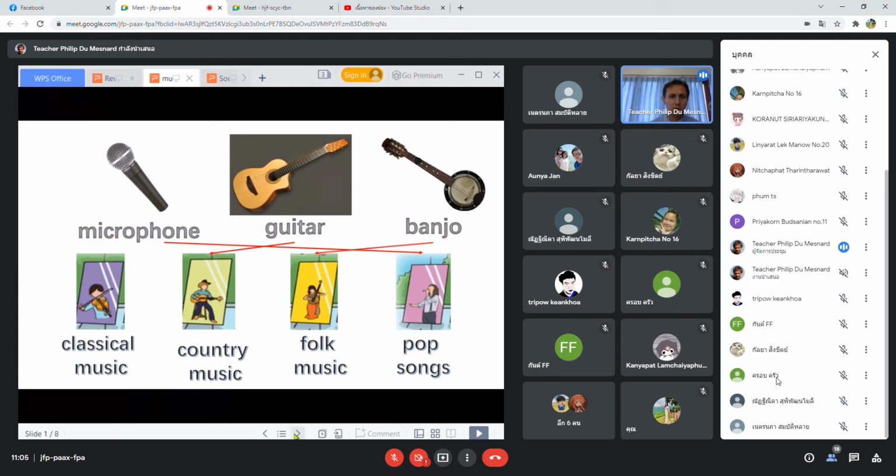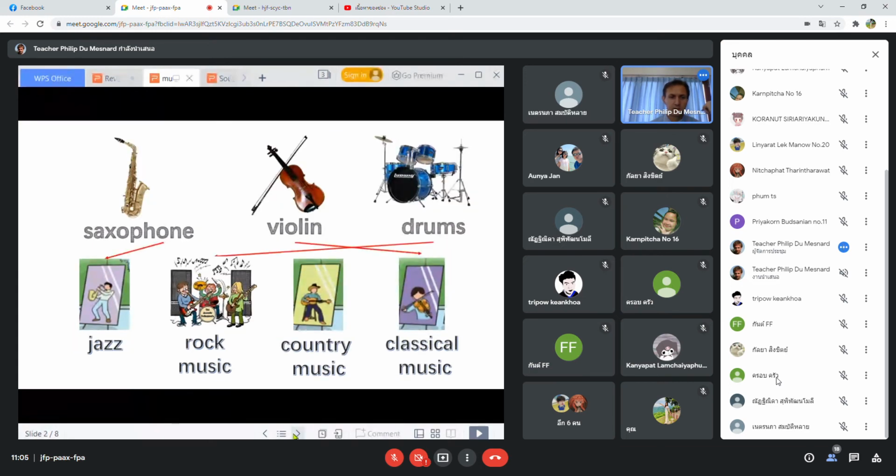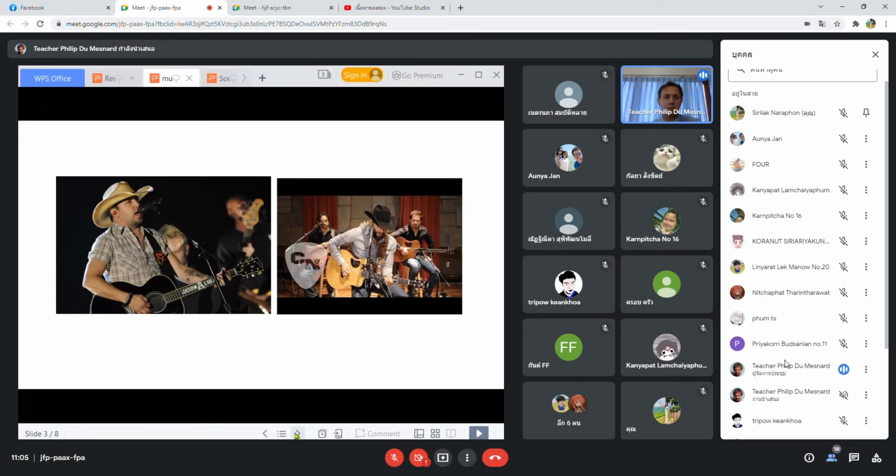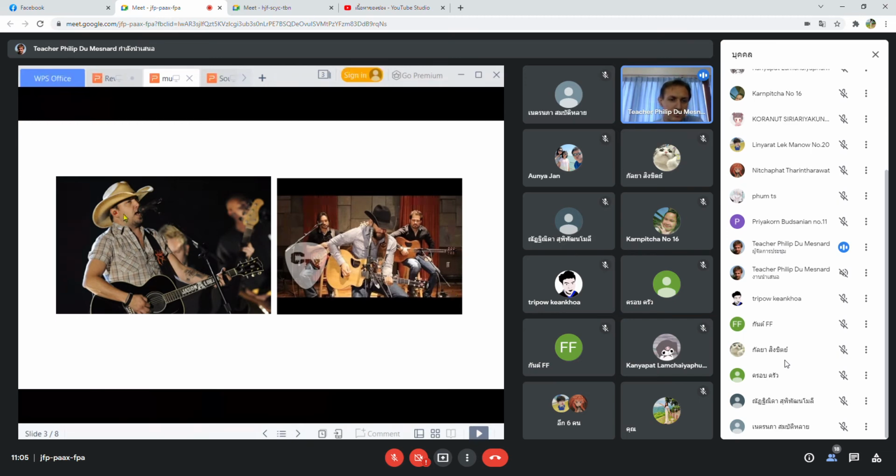And here are some more musical instruments. Saxophone for jazz, violin for classical music, drums for rock music. Okay. And here's just some pictures of people making music. Class, can you tell me one instrument that you can see? Which instrument can you see?